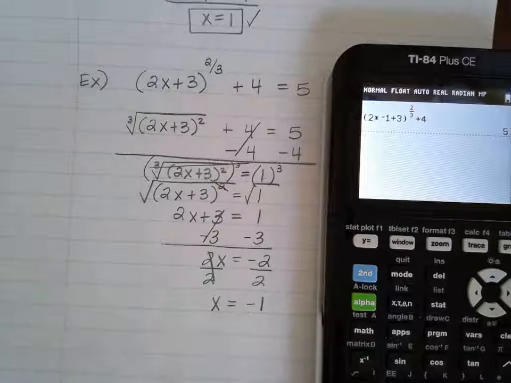So that works. Try your practice problems, and if you have any questions, please feel free to ask.